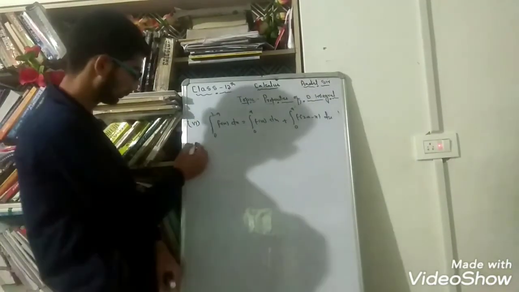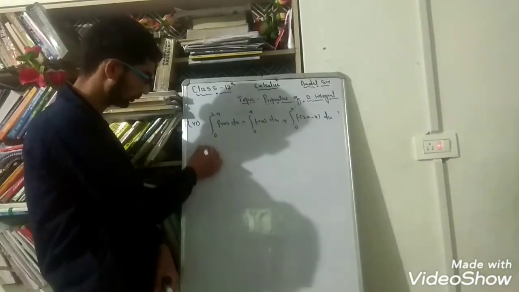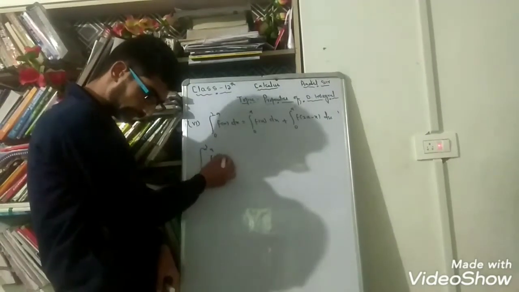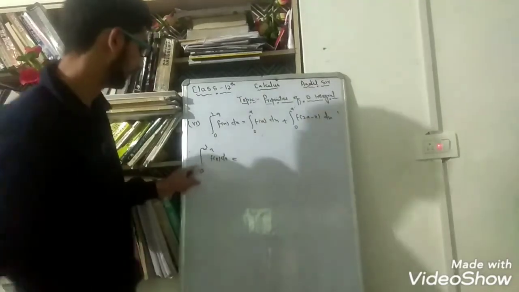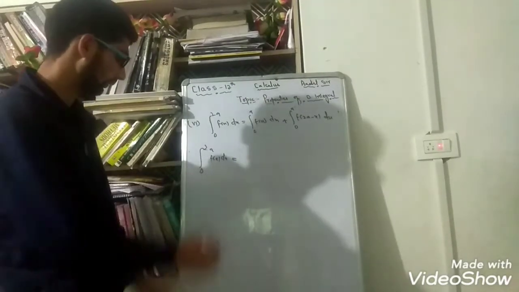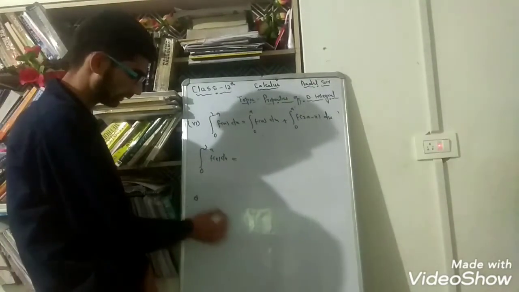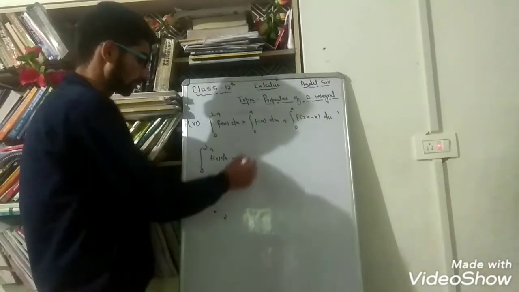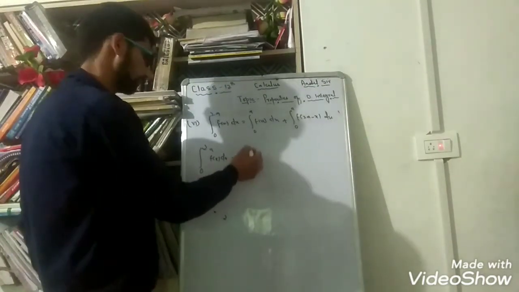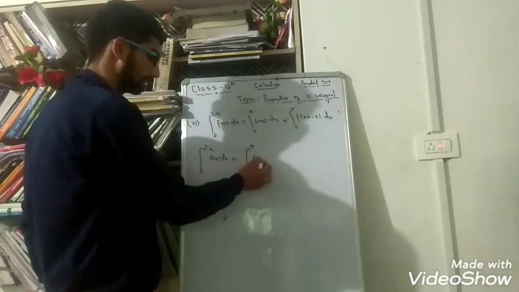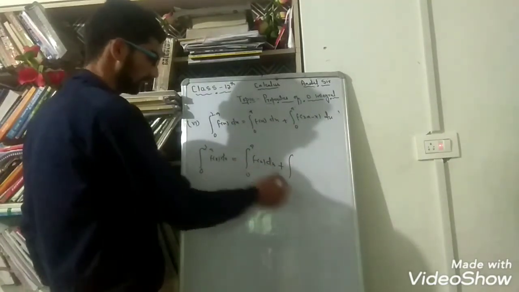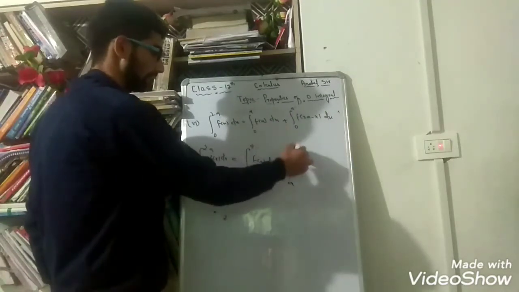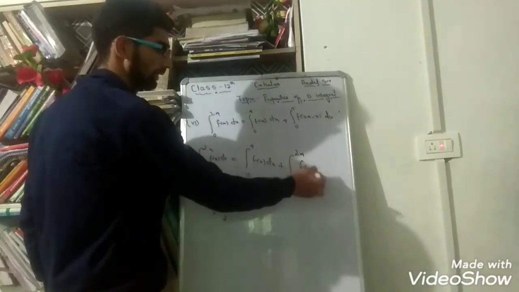By the proof, I will write the second part, the integral from 0 to 2a of f of x dx. You can partition this interval 0 to a. We know that a lies between 0 and 2a, so by the third property it will be equal to the integral from 0 to a of f of x dx plus the integral from a to 2a of f of x dx.